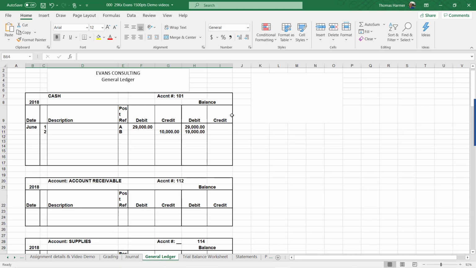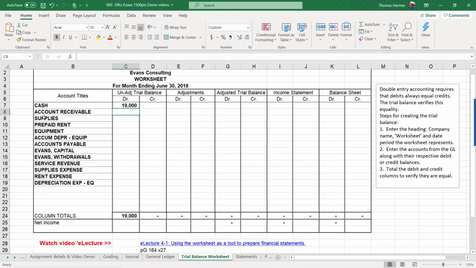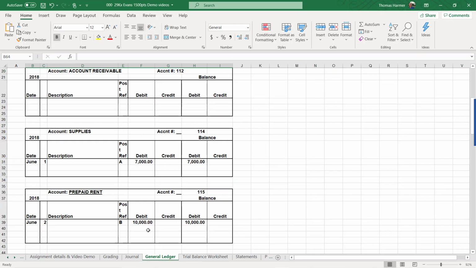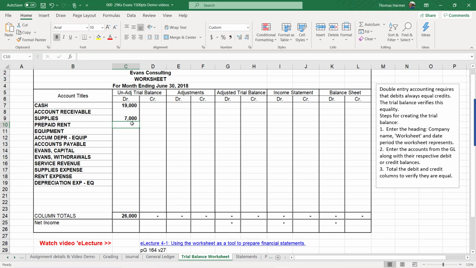We come back and we come down to the next account that has a balance, which is supplies, which has a $7,000 debit balance. You notice here that if it's a debit balance in the general ledger account, it's a debit balance in the trial balance. This is called unadjusted because we're in a worksheet, but it is a trial balance. So we next look for our next account. Prepaid rent is a debit balance at $10,000. So we're taking this from the balance section here, $10,000, trial balance, and we're in prepaid rent.